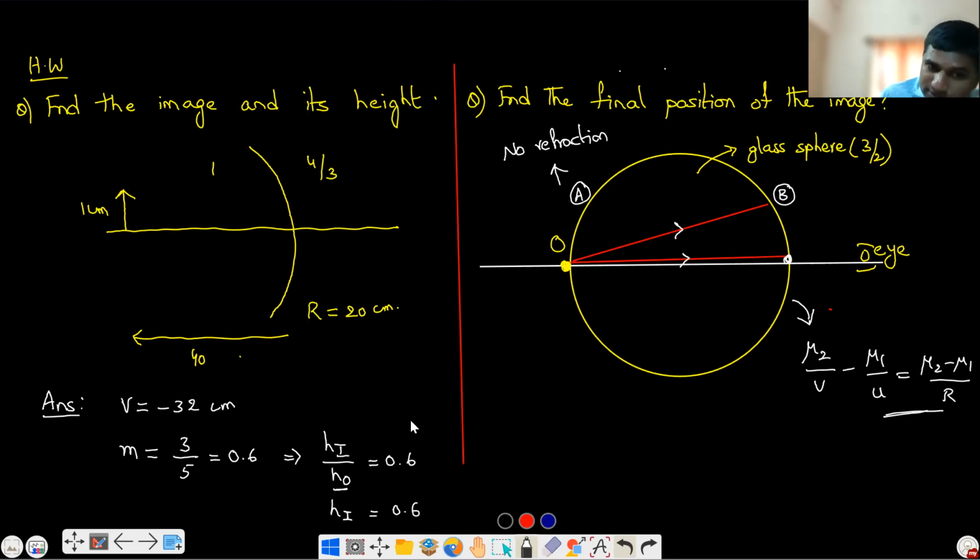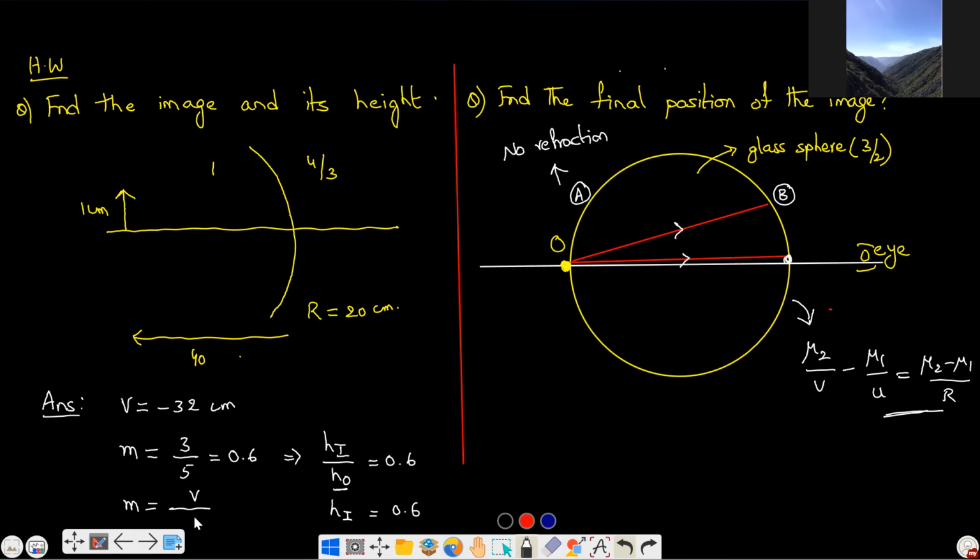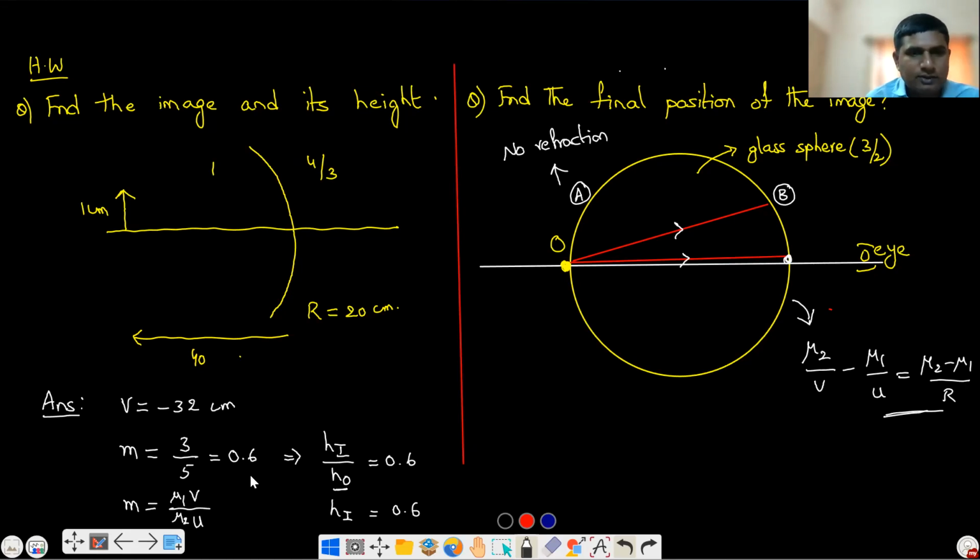Why did you get minus? You didn't substitute with sign convention, I think. Sir, I made a small mistake, I didn't see the other minus sign. The magnification formula is v by u into mu1 by mu2. Now mu1, mu2 are anyway positive. Here v is minus, u is also minus, so they cancel. So therefore we get 0.6. So that is the answer for the first one.